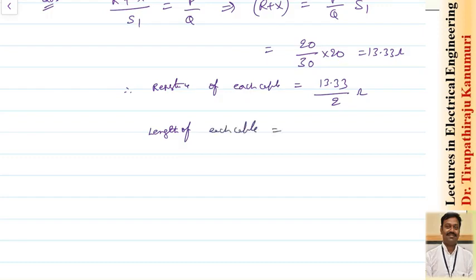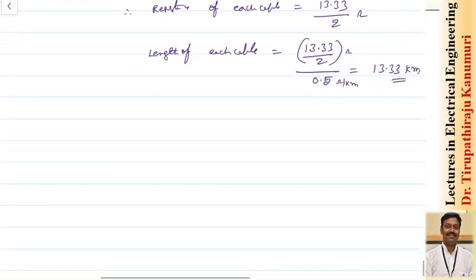This is what is asked, and resistance per unit length is given. So you just divide this resistance by resistance per unit length. So 13.33 divided by 2, divided by the resistance per unit length, which is given as 0.5 ohms. So this will come as 13.33 kilometers. Because this is in ohms and this is ohms per kilometer, kilometer will come to the numerator.